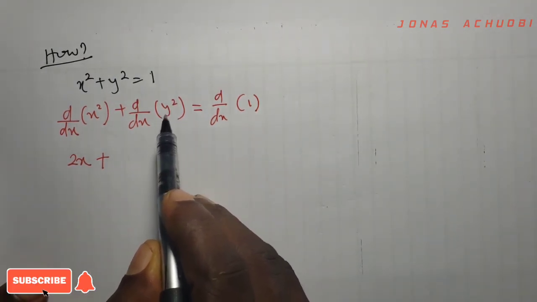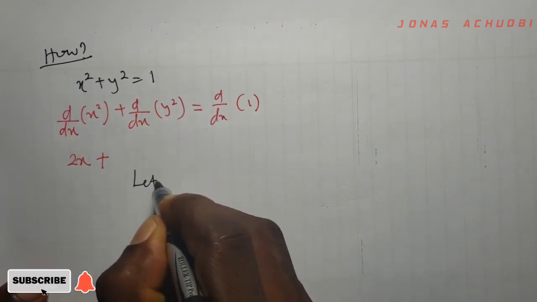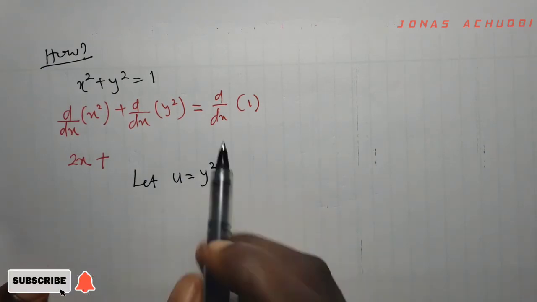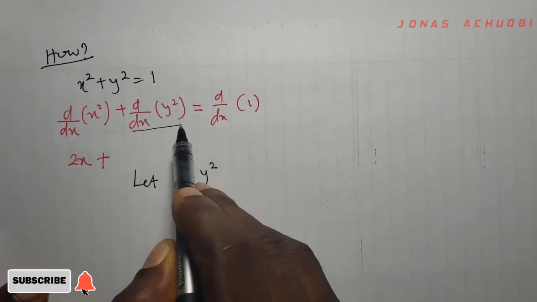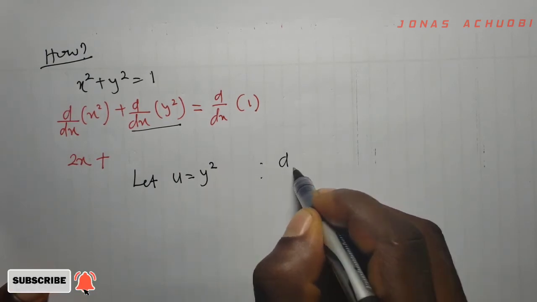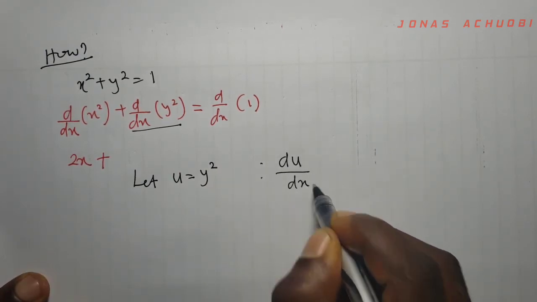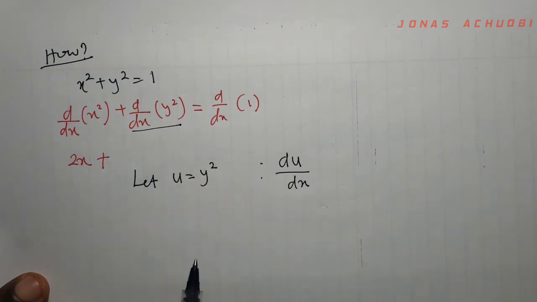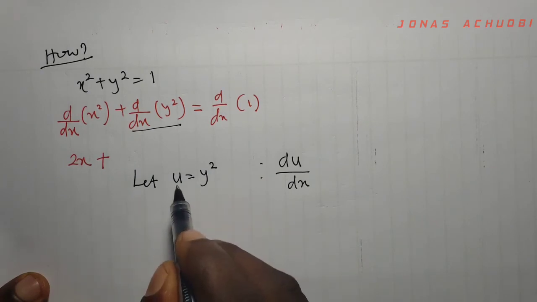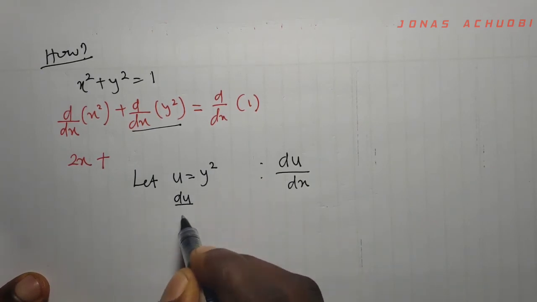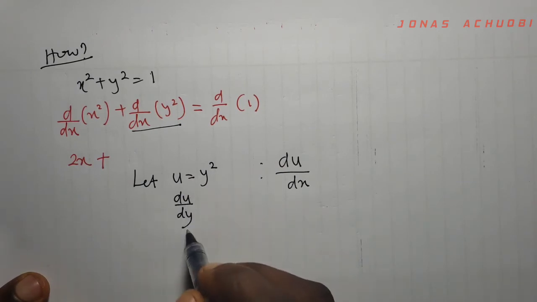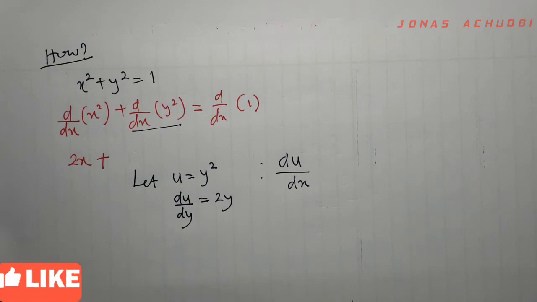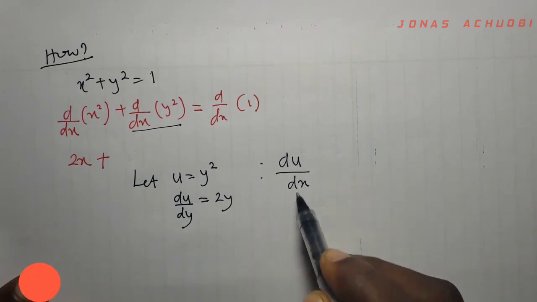To differentiate this function using the chain rule, we say, okay, let u be the function inside, so u becomes y squared. Then what we have here becomes du over dx. In fact, we are trying to find du/dx if u is y squared. Coming back here, if u is y squared, what will be our du/dy? Our du/dy is nothing but 2y. What are we looking for? We want to find the value of du/dx.